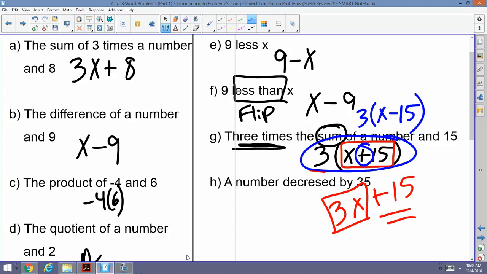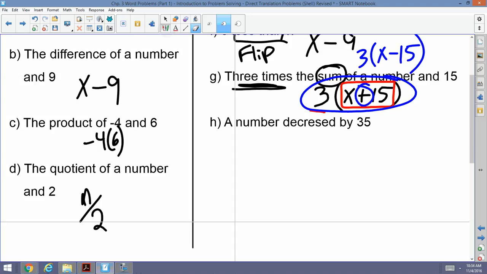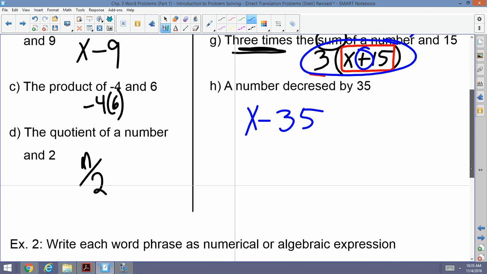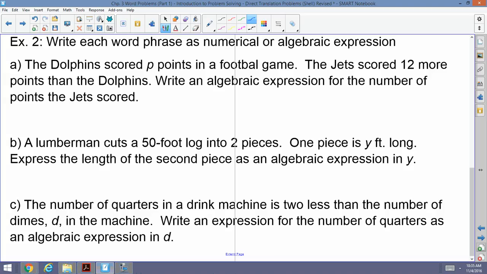Thank you, guys. Now, let's continue. A number decreased by 35. Bam. X minus 35. Does that make sense, y'all? May I continue? Okay. Write each word phrase as a numerical or algebraic expression. All right, let's see what we got here.